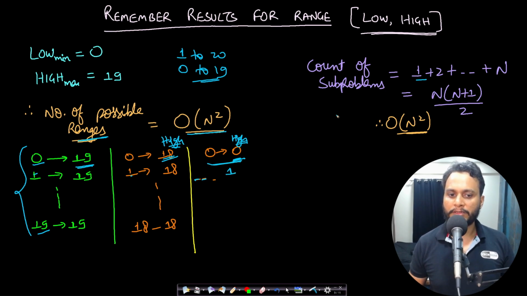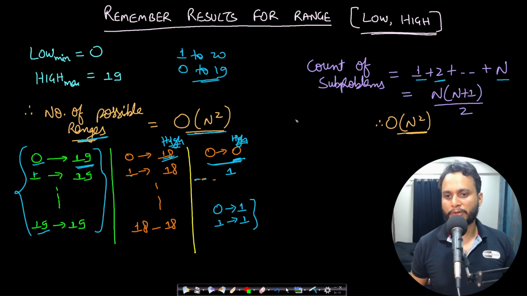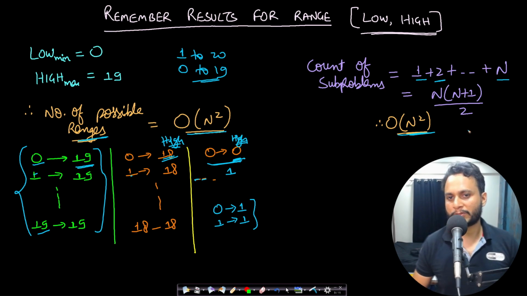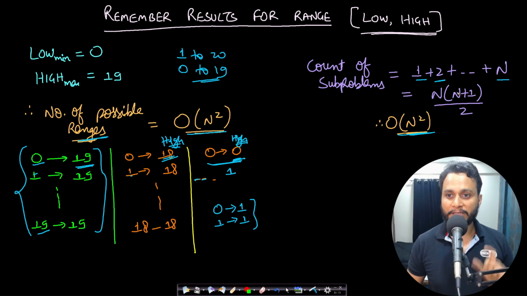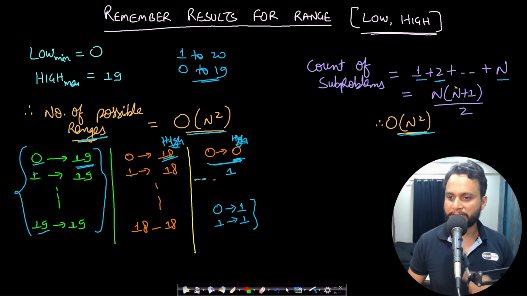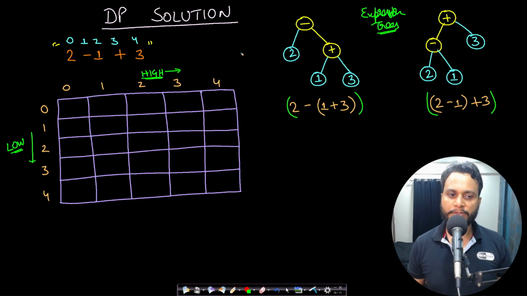Then the next range where you will have endpoint as 1, you will have 0 to 1 and 1 to 1. That means there are 2 subproblems and so on. For the largest one you will have n subproblems. If you add all these numbers, it will be n into n plus 1 by 2, which is order of n square. So these are the number of subproblems, and that is why if you want to store all the results, the space complexity will be at least order of n square. Right. Now let's understand the DP solution.